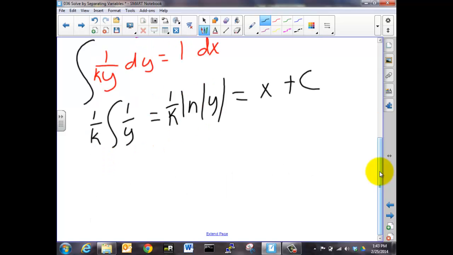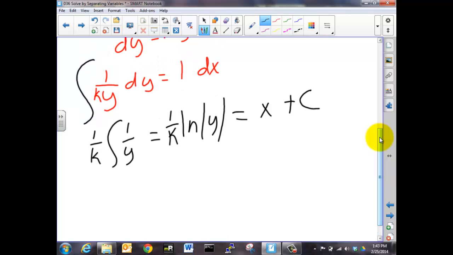All right, now, I can go ahead and tell you most of the time if we've got ln's, we want to wind up getting it to e's. It just makes life easier. So what do we need to do with this to get it to e's? No, we need to get rid of that 1 over k first. Let's multiply both sides by k. So we get ln of y equals kx plus c. And yes, I did multiply it by k, but I'm just kind of forgetting about that, okay, because it's just a constant.